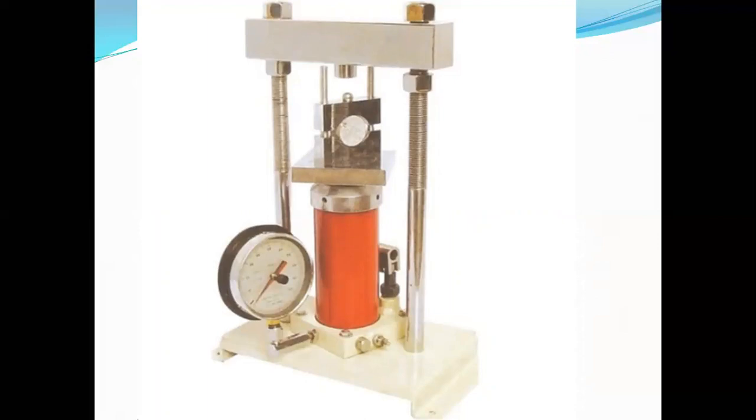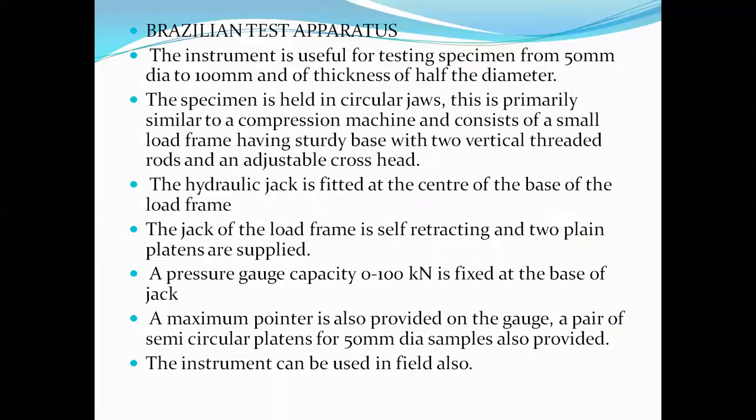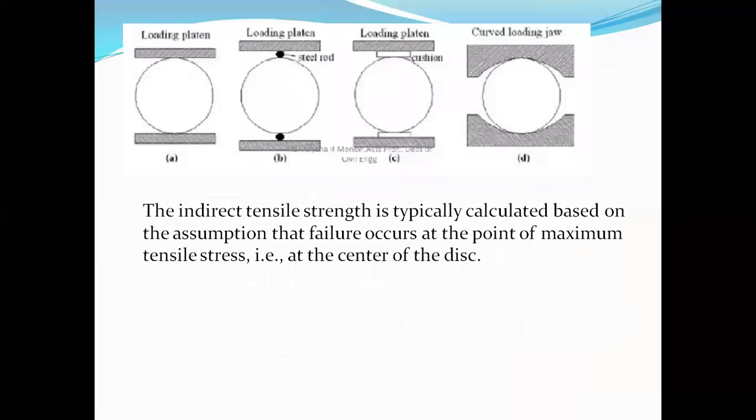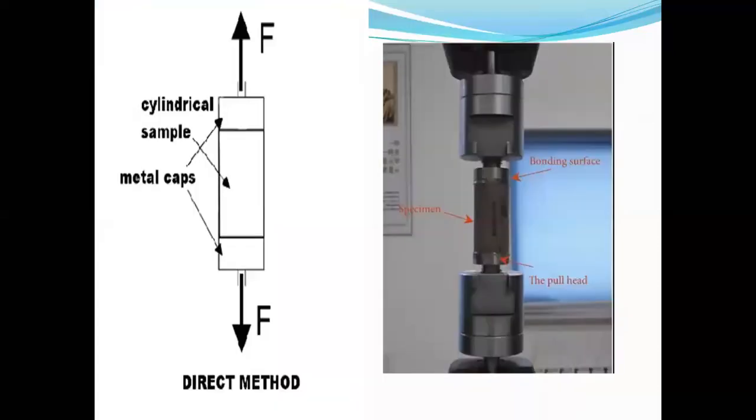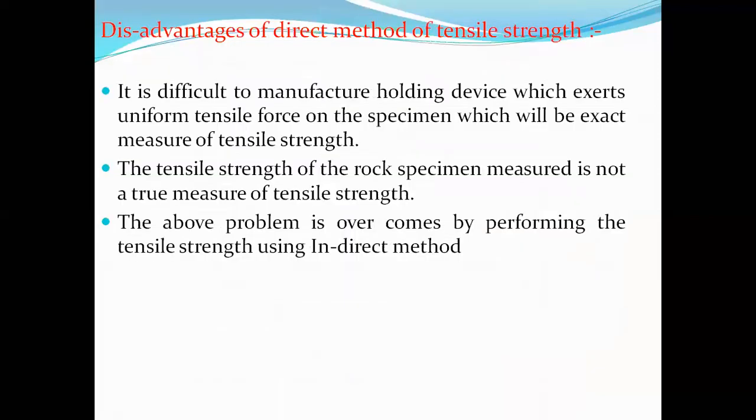In the direct method, it requires specially manufactured holding devices, which are very difficult to manufacture, and the load is applied at the ends of the specimen. Since the load is not acting across the specimen uniformly, whatever result we get in the direct method may not give the exact picture of the tensile strength of the specimen. That's why it is not widely used in the field.